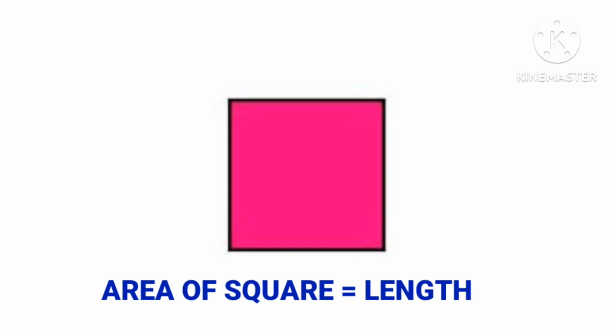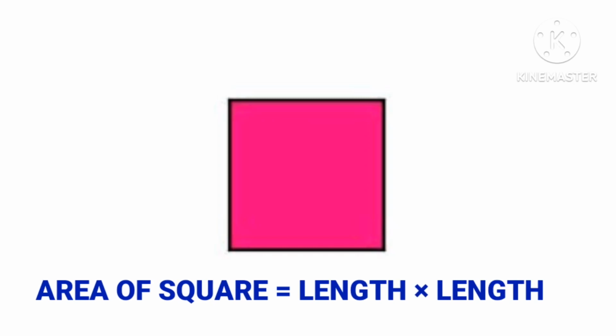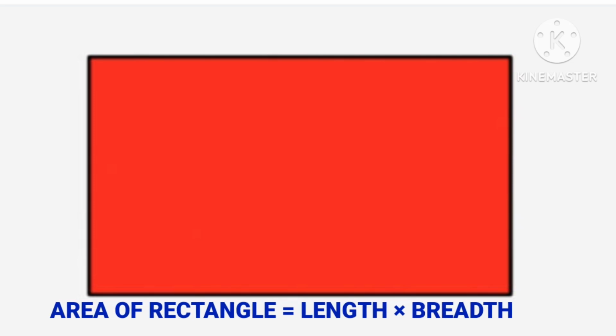We can calculate the area of a square by length multiplied by length, because for a square all sides are equal. The area of a rectangle will be length into breadth, because for a rectangle length and breadth are different.